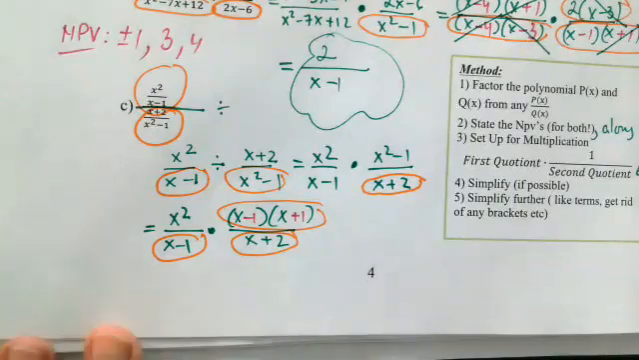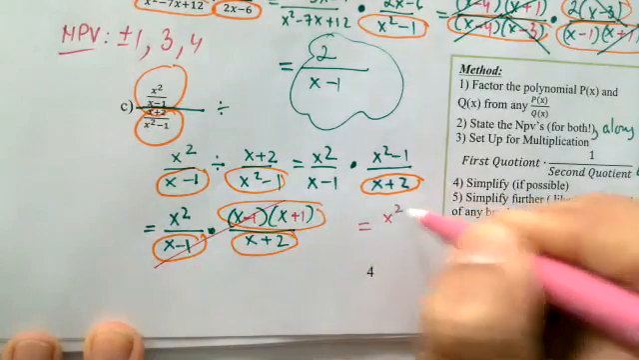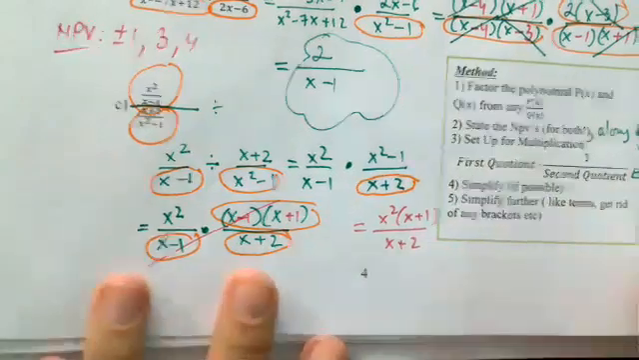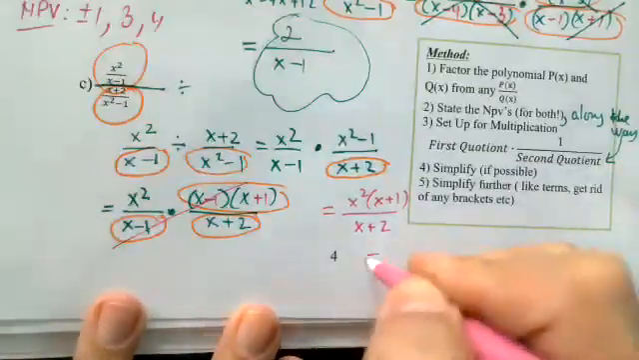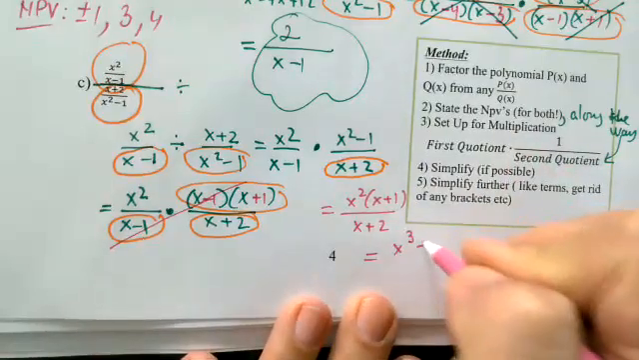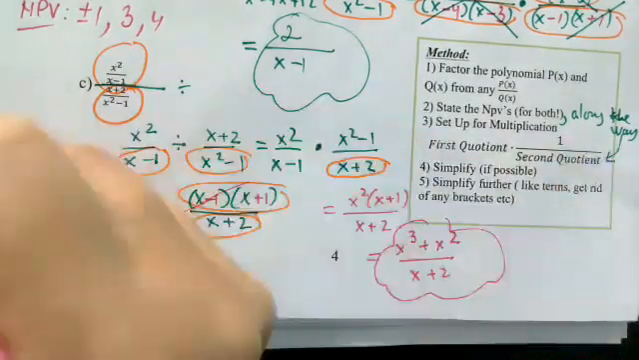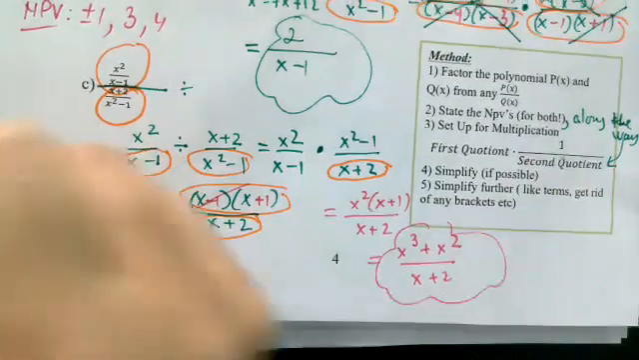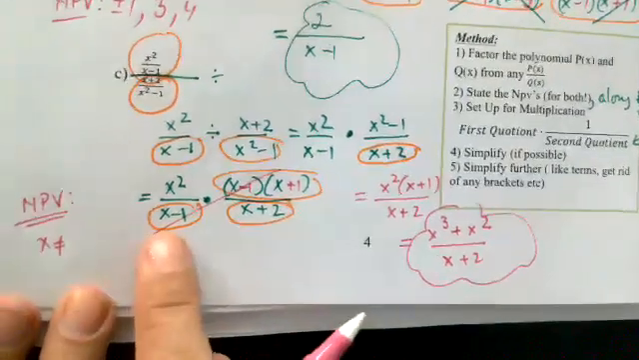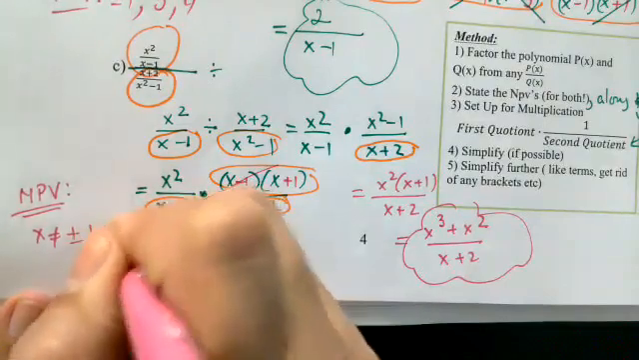Okay. Canceling. We have x squared, x plus 1, and then x plus 2 at the bottom. Getting rid of the brackets because we don't need them anymore. X cubed plus x squared over x plus 2 with the NPVs. X cannot be positive 1, negative 1 and negative 2.